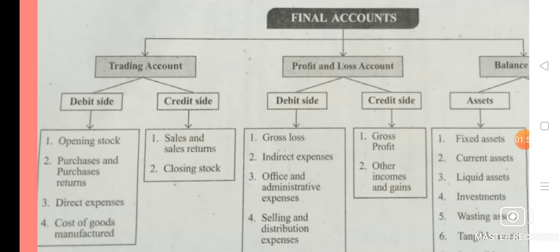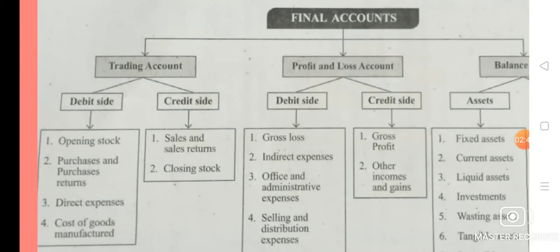Then another account, the profit and loss account. The next step is to prepare the profit and loss account. On the left hand side you mention the debit side, and on the right hand side the credit items will appear in the profit and loss account. First, the debit side: gross loss, which is transferred from the trading account. Then indirect expenses. All the direct expenses will appear in the trading account, but indirect expenses will appear in the profit and loss account. Then office and administrative expenses, selling and distribution expenses.